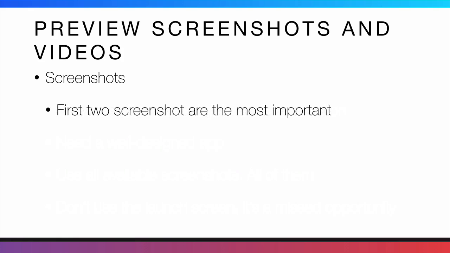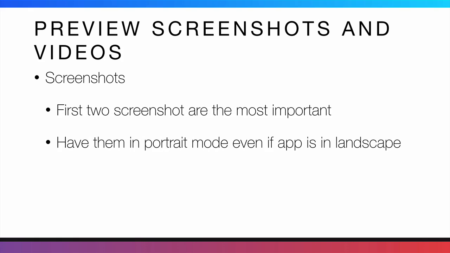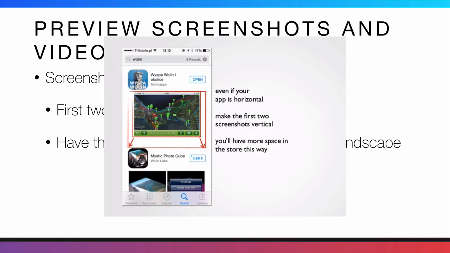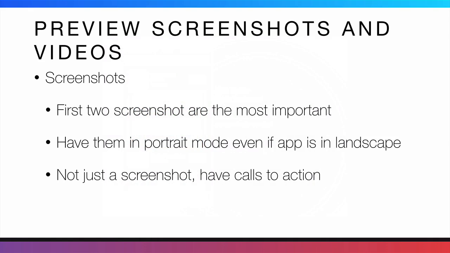You also have to make sure that the 2 screenshots that best reflect what your app is all about and why it is so great should be the first 2 screenshots, especially in the iOS App Store where the first 2 screenshots are shown in the search results. If your app is in landscape mode, then still have your first 2 screenshots in portrait mode. Otherwise, only 1 screenshot will show in the search results and you lose some valuable advertising space. Like for example here, you can see that there's only 1 screenshot in landscape mode and in here there's 2 screenshots in portrait mode.